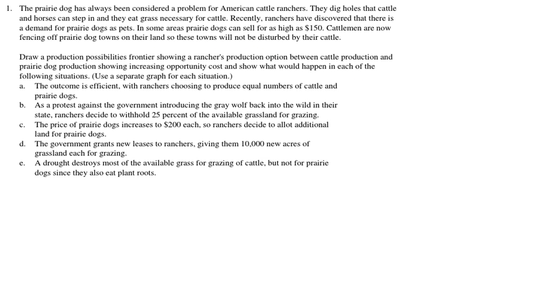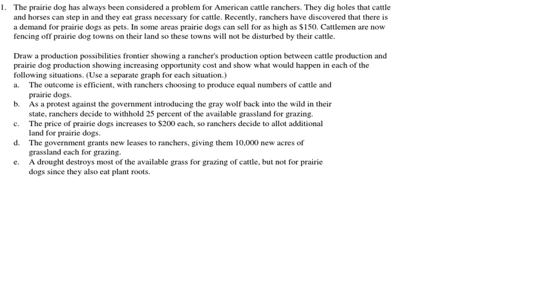All right. So anyways, it says draw a production possibilities frontier showing a rancher's production options between cattle production and prairie dog production, showing increasing opportunity cost, and show what would happen in each of the following situations. And this is key here. It says use a separate graph for each situation. In fact, why am I doing this with my fingers when I got the nice pen here? All right.